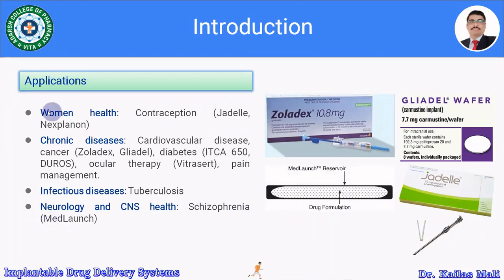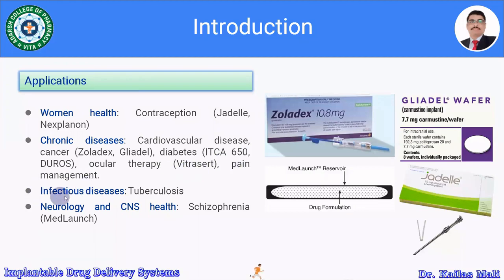So all these are implantable drug delivery systems. They have applications in the areas of human health, chronic diseases, infectious diseases, and neurology and CNS health. In the case of woman health, it is used for contraception, for example, Nexaplanon and Jadali. Then chronic diseases like cardiovascular disease and cancer. In the case of cancer, Zoladex is there. Then Gliadel is also there. For diabetes, Itka 650 and Diros, ocular therapy, Vitrasert, pain management.